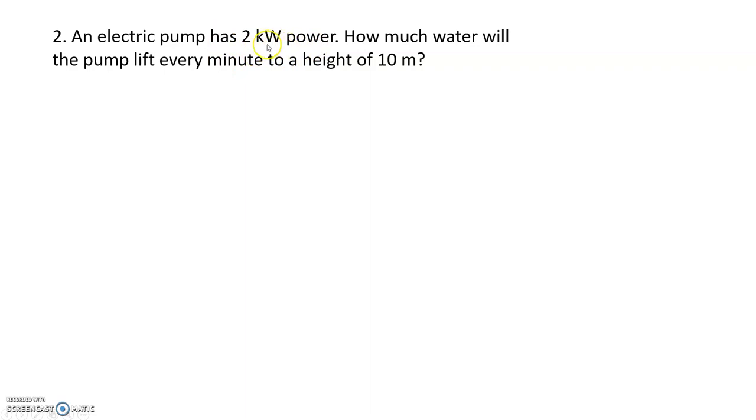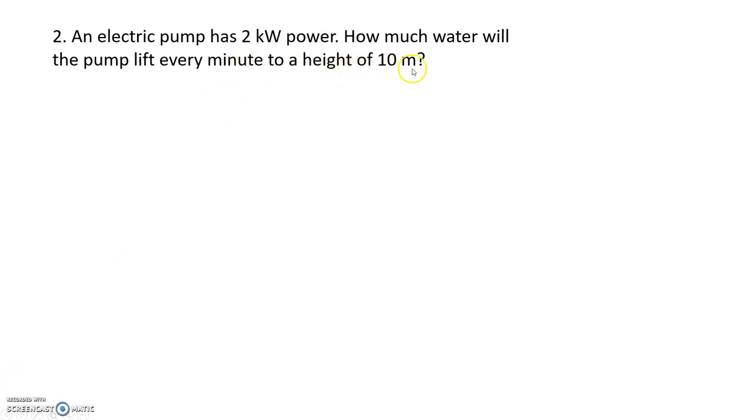Now 2 kilowatt is not the unit in the MKS system. What is the unit in the MKS system? That means power has to be converted. 2 kilowatt has to be converted into watts, by multiplying it by 1000. How much water will the pump lift every minute? That means time is 1 minute, which has to be converted into seconds. Minute is not the unit in the MKS system, so 1 minute is equal to 60 seconds.